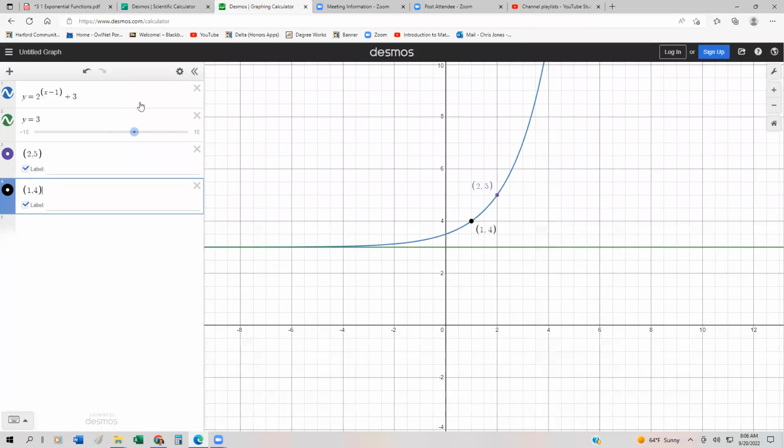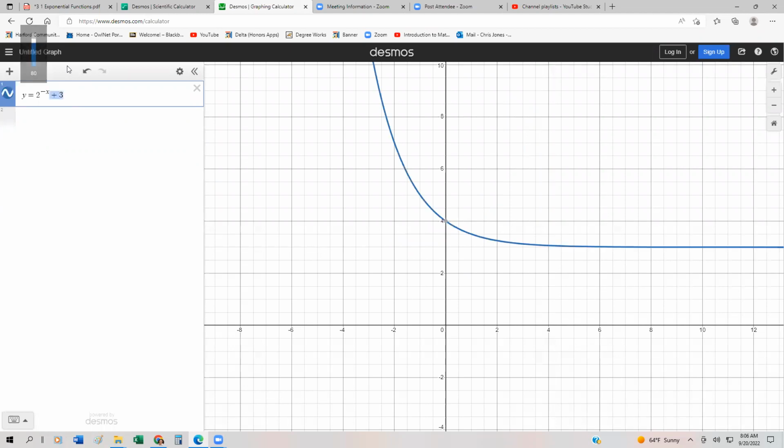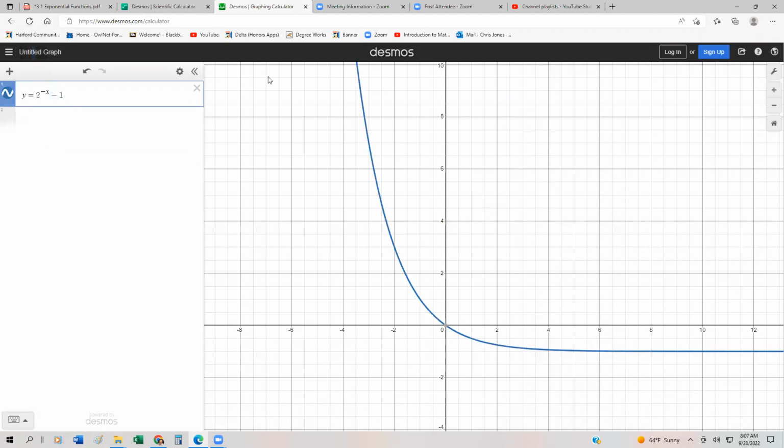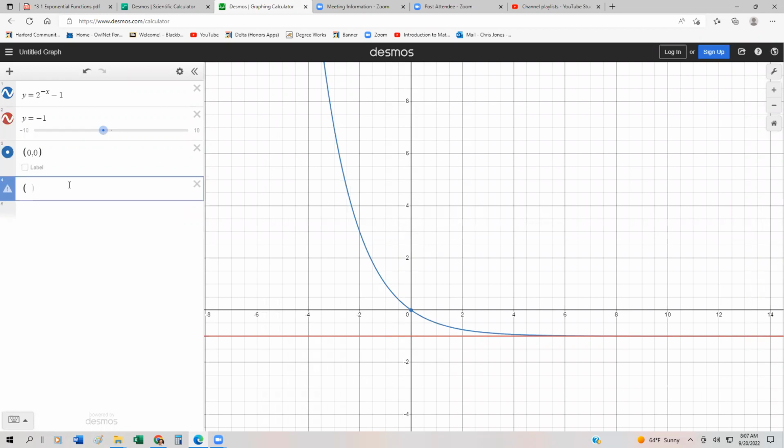So we go over here. Let's get rid of this. And we're going to have 2 to the minus x, and then we had minus 1. Remember, we had our asymptote y equals negative 1. We had the origin, which we certainly have on there. And then we also had the point -1, comma 1. So those points certainly exist on this function.